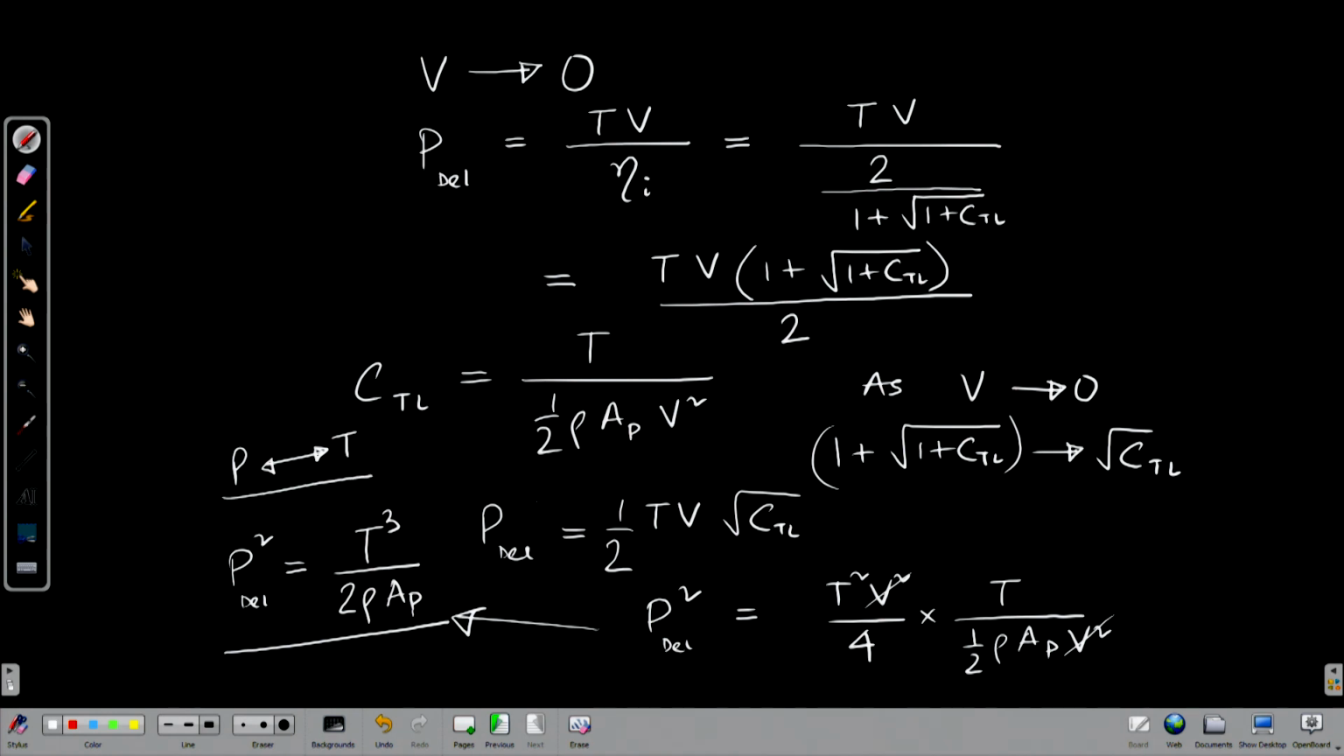The delivered power to the thrust can be related using this equation, where we have the forward velocity approaching 0 using the axial momentum theory. Okay. So, in this condition, if the thrust is given, we can calculate the power and vice versa. Okay.